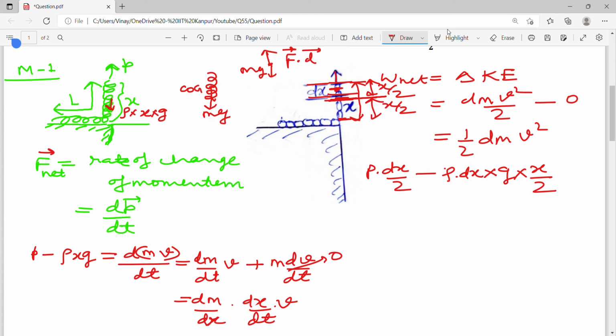Similarly, you had considered P dot dx by 2 because the force was acting where? In the center of the dx, however small that dx element is, at its center. Now if the force is acting at the center, how much did this force P displace it? Only dx by 2, P into dx by 2, okay? Is equal to, I hope you understand, half dm into v square, right?